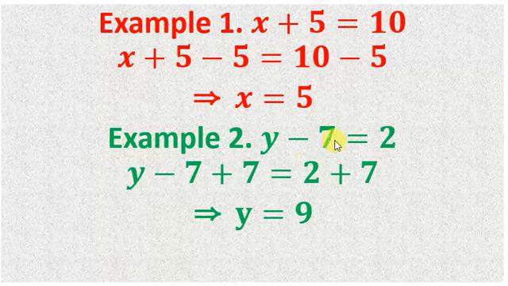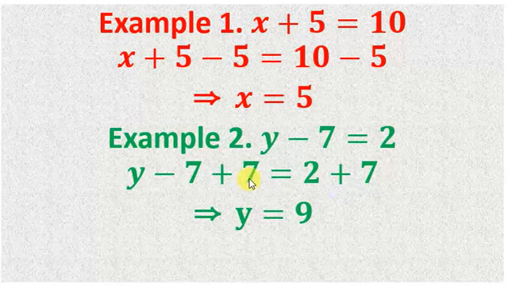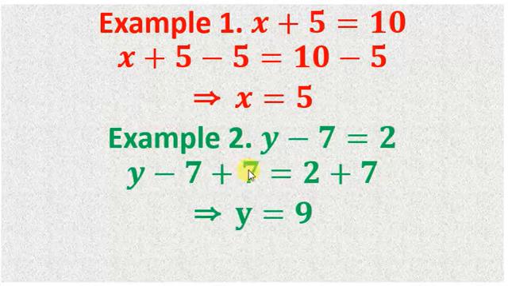It is minus 7. If we add 7 on both sides, this will become 0. So what I am doing here, y minus 7 plus 7 is equal to 2 plus 7. So I am adding 7 on both sides. What happens? This minus 7 and plus 7 will vanish and it will become 0. So then it implies y is equal to 2 plus 7, that is 9.